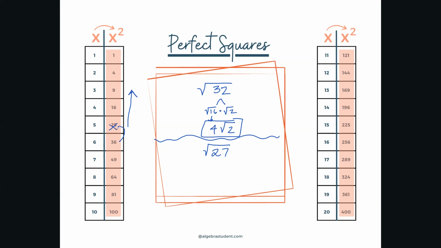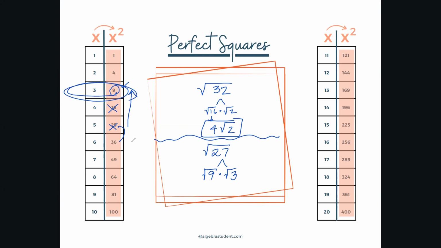27 does not divide by 25. 27 divided by 16 doesn't work. Oh, 27 divided by 9 works. So 27 divided by 9 is 3. So I can write this as the square root of 9 times the square root of 3.